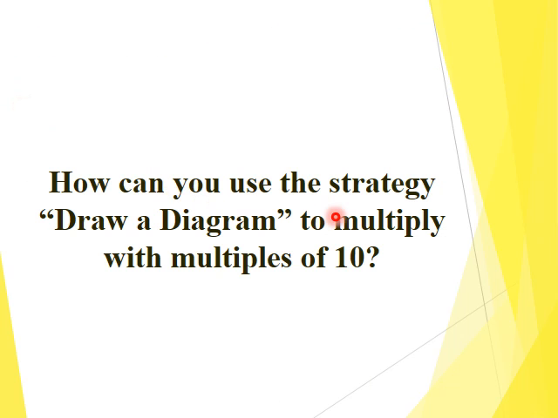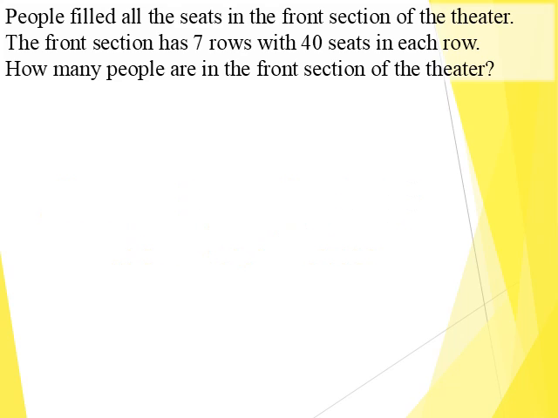How can you use this strategy? Draw a diagram to multiply with multiples of 10. Let's solve this problem. People filled all the seats in the front section of the theater. The front section has 7 rows with 40 seats in each row. How many people are in the front section of the theater?